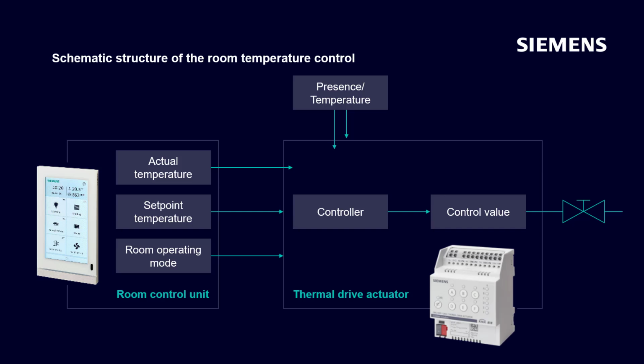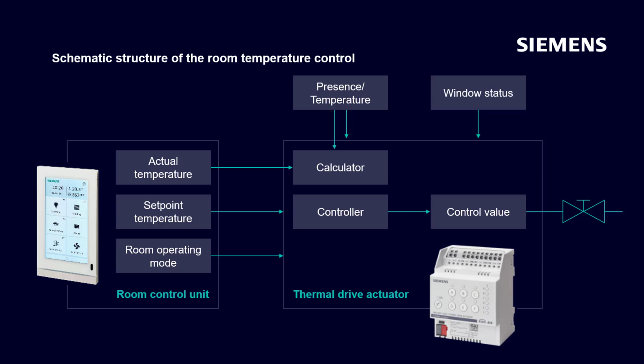Due to drafts, detecting the actual temperature via a room control unit near the door can be inappropriate. The lighting or also heated or cooled ceilings can influence the measured value of a presence detector on the ceiling. Using the calculator module in the thermal drive actuator, both measured values can be weighted in a ratio of, for example, 50-50, and the result transferred to the controller. To switch to the room operating mode protection mode when the windows are open, you need the window status. In principle, evaluating the presence or the window status is optional.